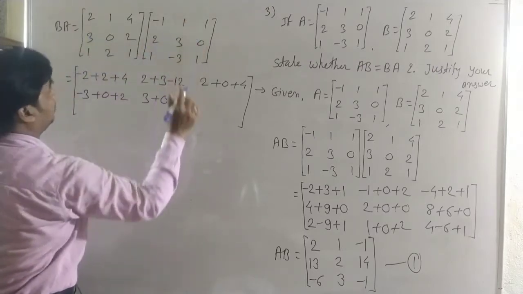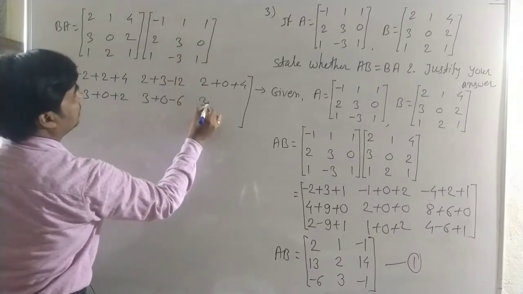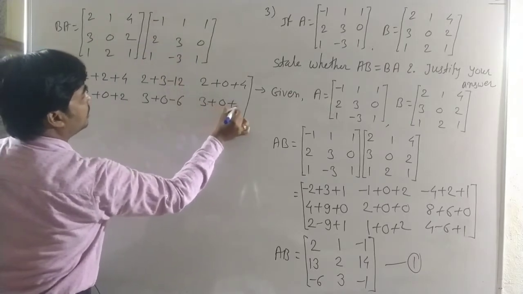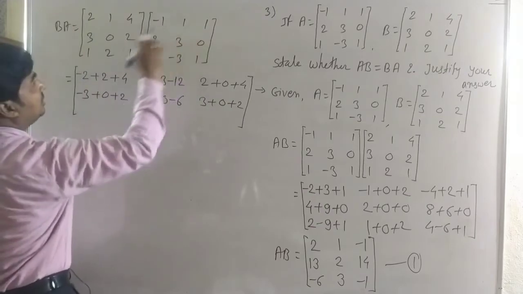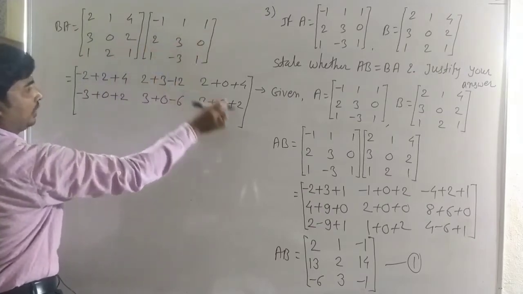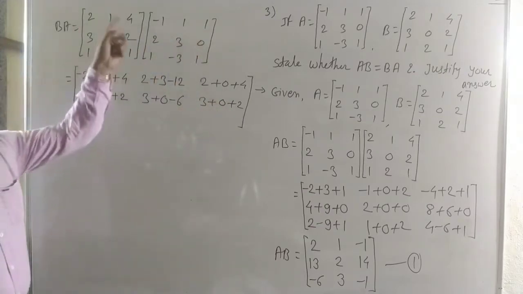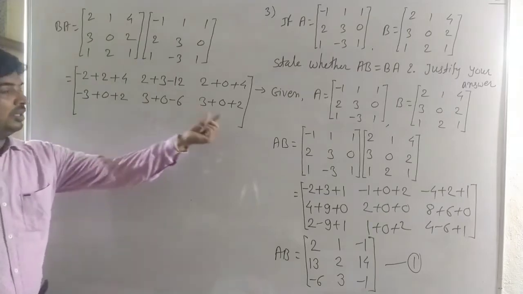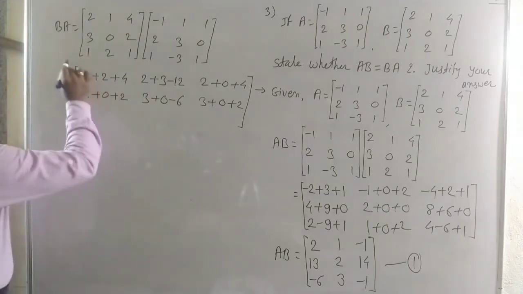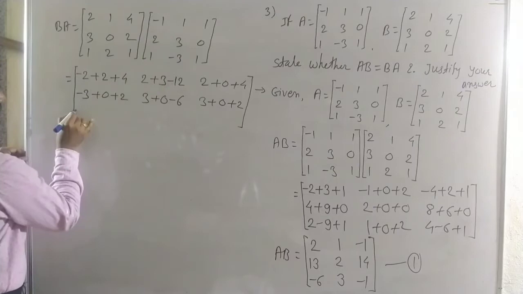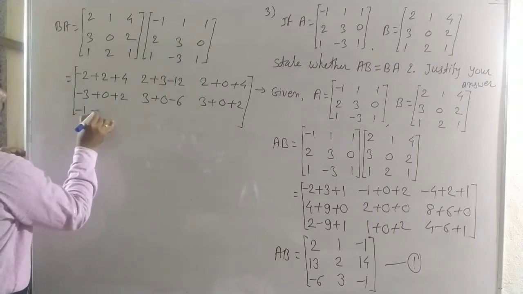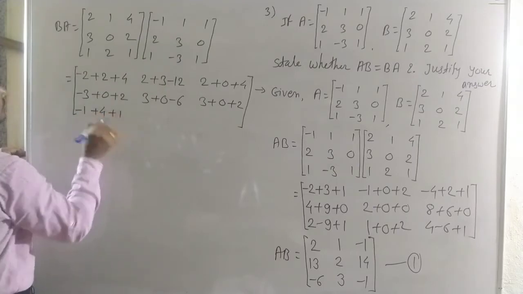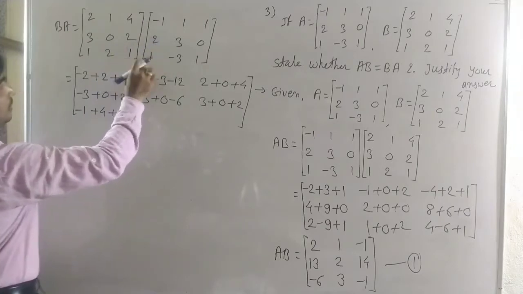Second row, third column. 3 plus 0 and plus 2. 3, 0 into 0 and 2 into 1. It is a 2. Now, third row, first column. Third row, second column. And it is a third row, third column. Third row, first column. Minus 1, plus 4 and plus 1.